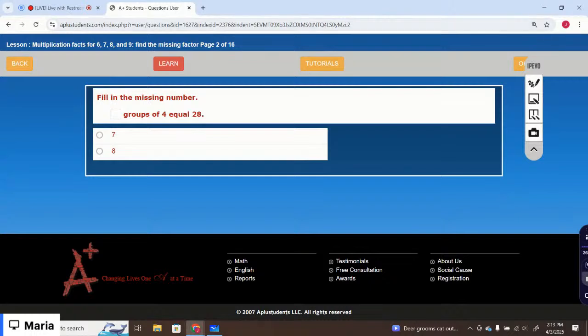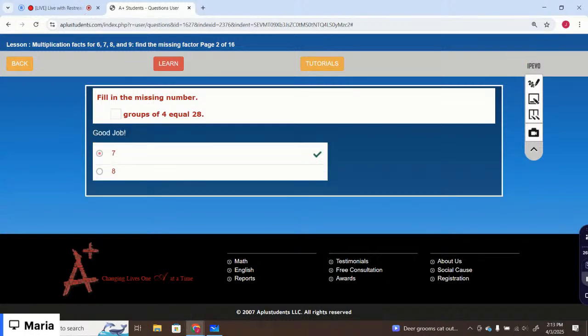How many groups of 4 equals 28? So which is the correct option? You can do it on your notebook. 7 times 4 is 28. So the correct option is 7. Option number 1 is the correct option.